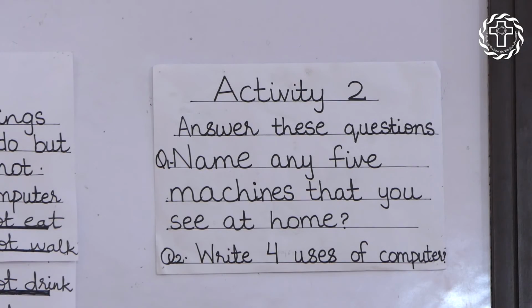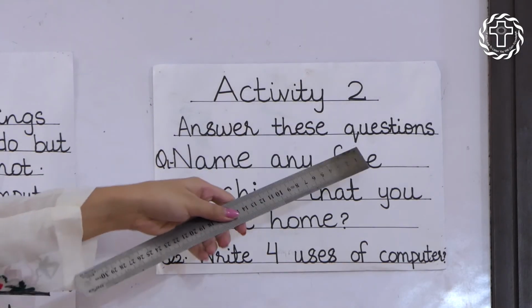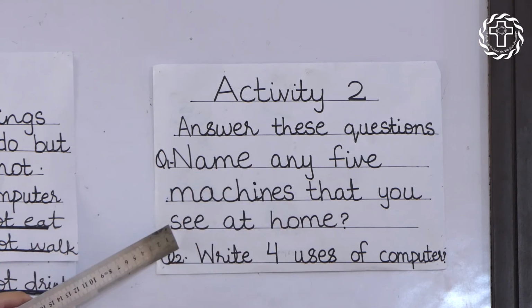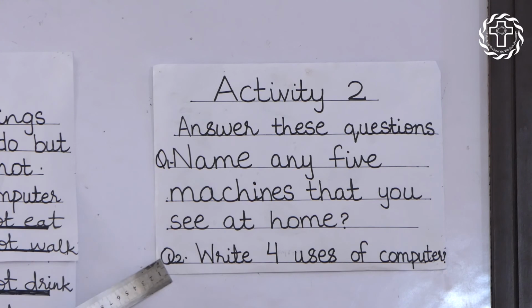This is your second activity. Answer these questions. Name any 5 machines that you can see at your home. Question number 2. Write 4 uses of computer.